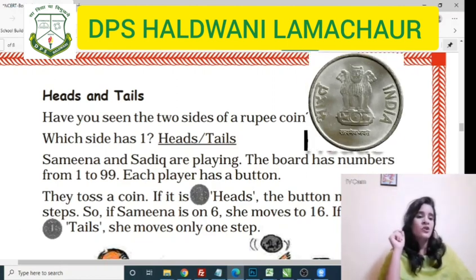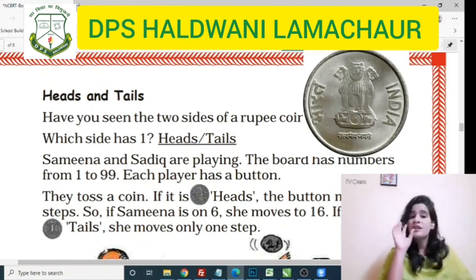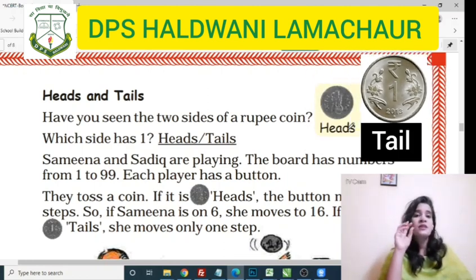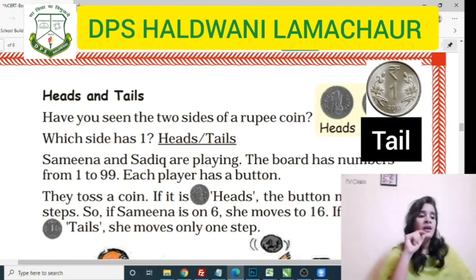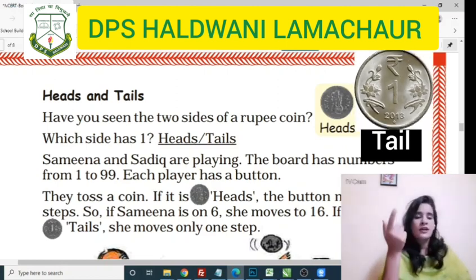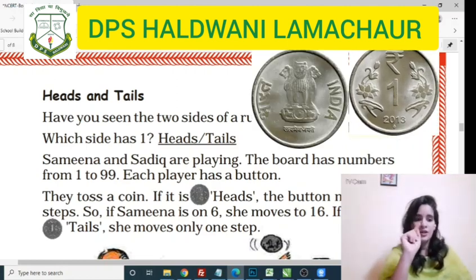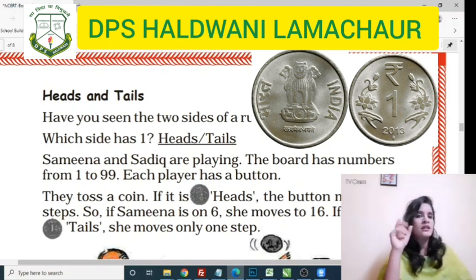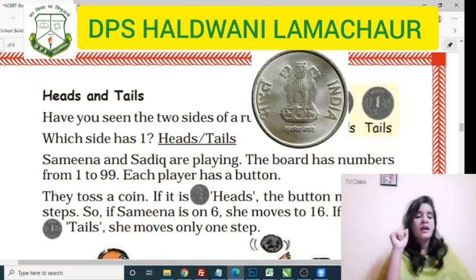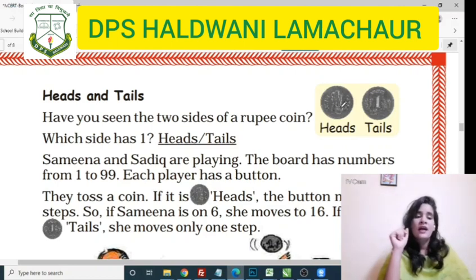So this side is your head, where the picture is, where the logo is there. सत्यमेव जयते का जहाँ पे logo होता है, and here where the number is written, that is your tail. जहाँ पे number लिखा होता है, that is your tail, and where logo is there, that is your head. Have you seen two sides of a coin, one head, one tail? So here you can see where the number is written, one is written, that is your tail. वो क्या होती है आपकी tail होती है. And where the logo is there, that is your head.